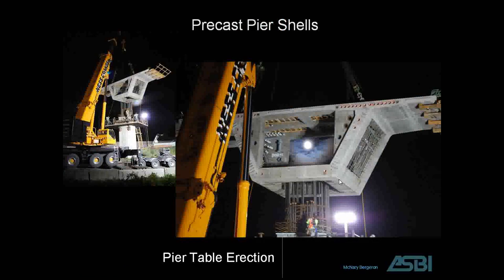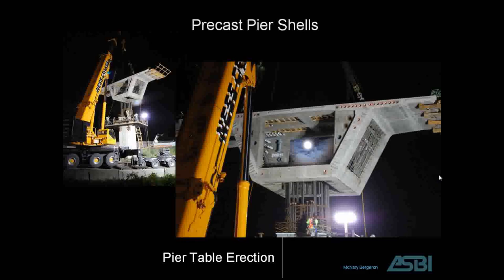I also want to talk about precast pier shells. This is another specialty type of construction. Precast pier shells really help reduce the hauling weights for the pier tables. The pier tables have heavy diaphragms, which greatly increase the weight. You saw some earlier photographs where the pier tables were built using 2 pieces. This allows 1-piece construction.